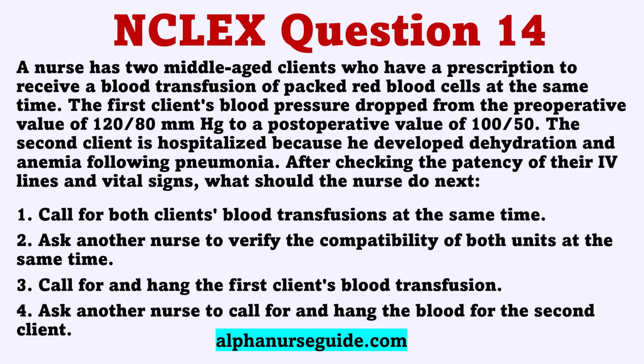The correct answer is 3. When 2 clients are to receive blood at the same time, the nurse should call for and hang the clients' transfusions separately to avoid error. The nurse should call for and hang the first client's blood first because this client has experienced a change in blood pressure over a short period of time. The nurse should next call and hang the second client's blood transfusion as there is no indication that this client is unstable at this time.